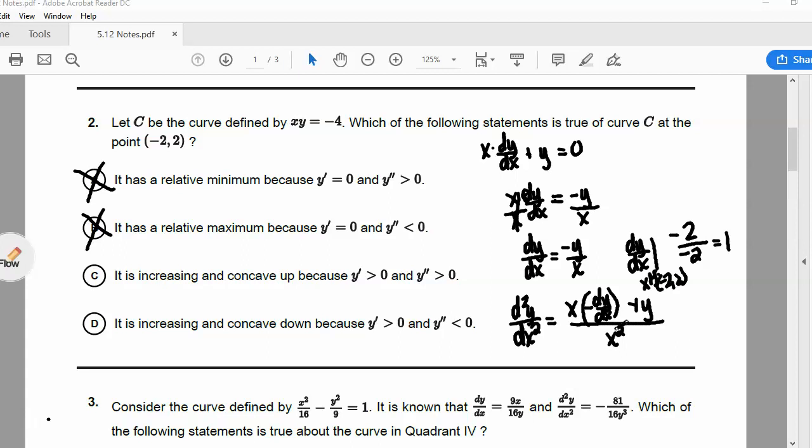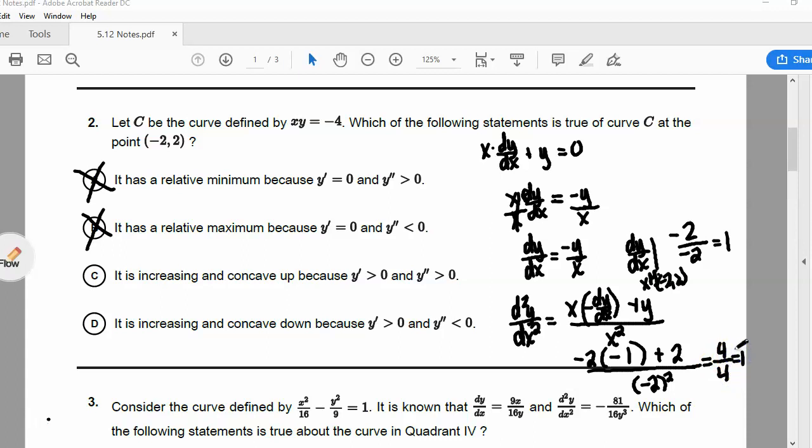And so you need to plug in (-2, 2), and you already know the derivative at (-2, 2), so you could just use that 1 and plug it in here. So you don't have to replace anything there. So you could have negative 2 times negative dy/dx, which would be negative, dy/dx was 1 at that point, plus y, which is 2, all over x squared, so negative 2 squared. So you get positive 2 plus 2, which will give us 4 over 4. So that gives us positive 1.